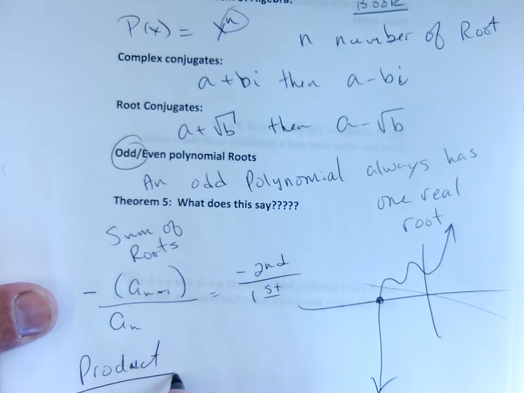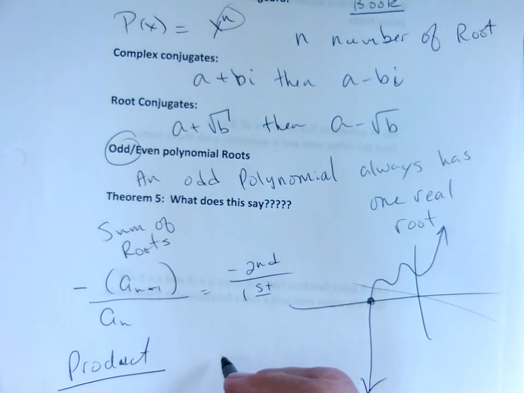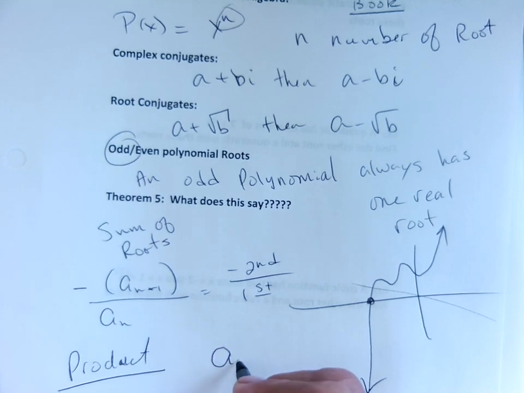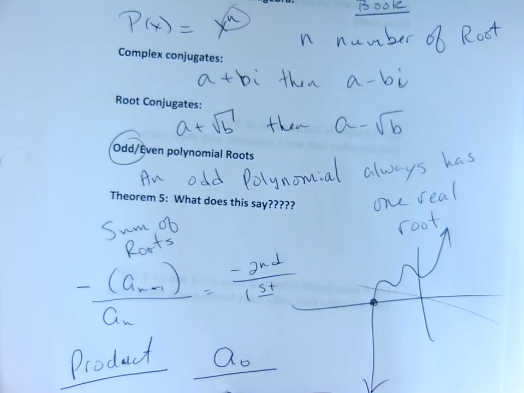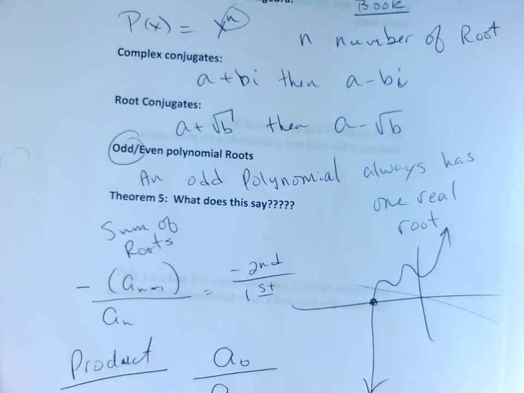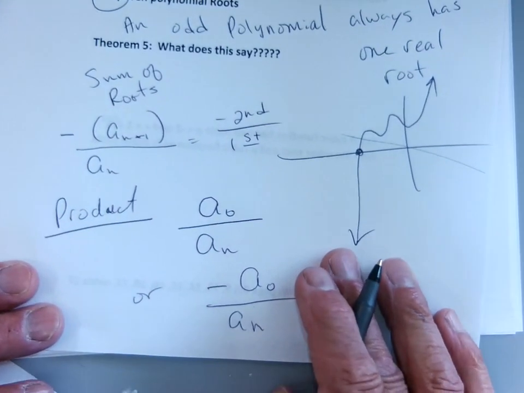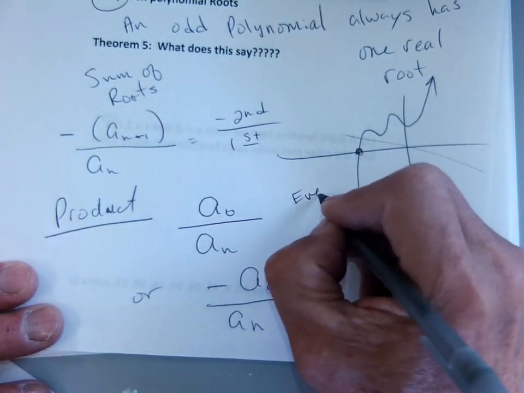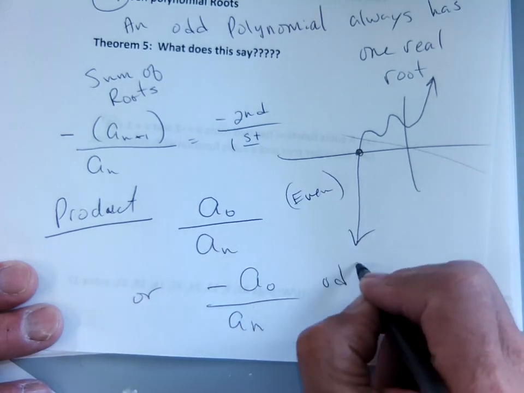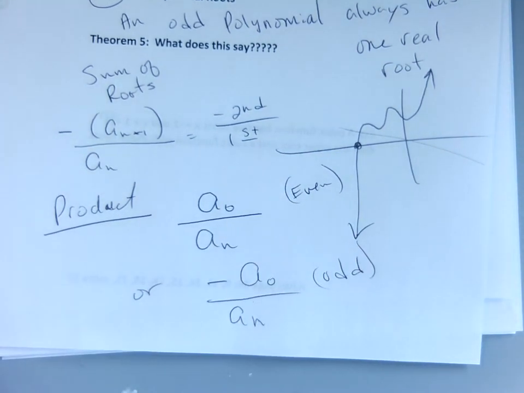whether it's odd or even, is going to be a of 0 divided by a to the n, or it's going to be negative a of 0 over a to the n. Yeah, there you go, Laura. And that's if it's even or if it's odd, okay? Today's homework's going to ask us some of this, which shouldn't be too hard.